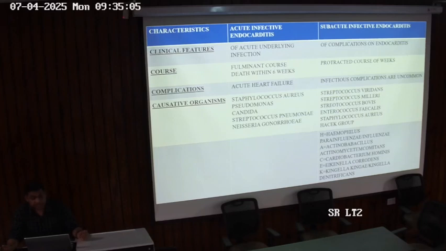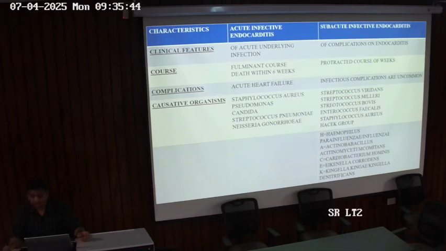Causative organisms in acute: Staph aureus, Pseudomonas, sometimes Candida infection, Streptococcus pneumoniae, Neisseria gonorrhoeae. All of these are highly virulent organisms, Staph, Pseudomonas. While in subacute, there is Streptococcus viridans. This is the most common, usually asked in your MCQ. The most common bacteria is Streptococcus viridans.